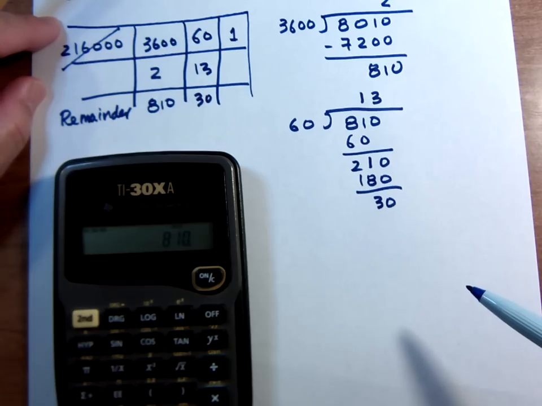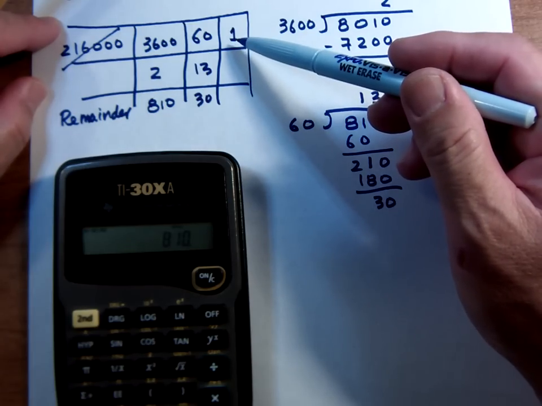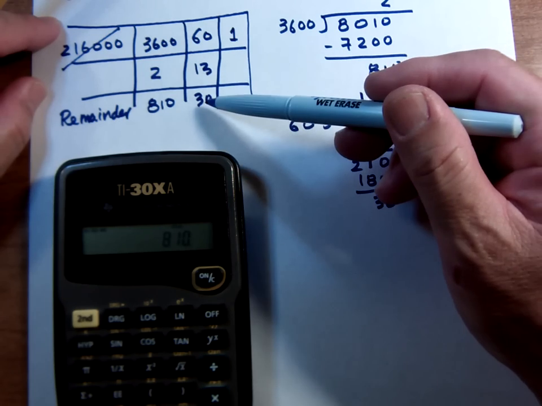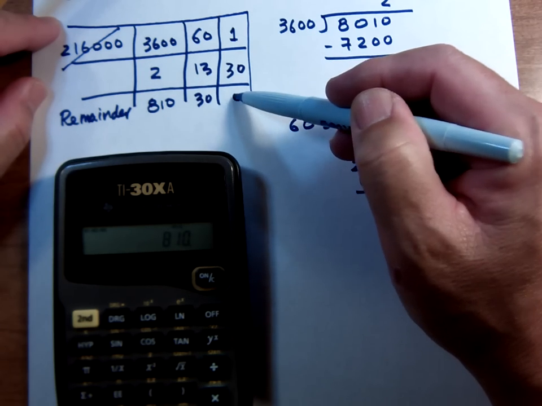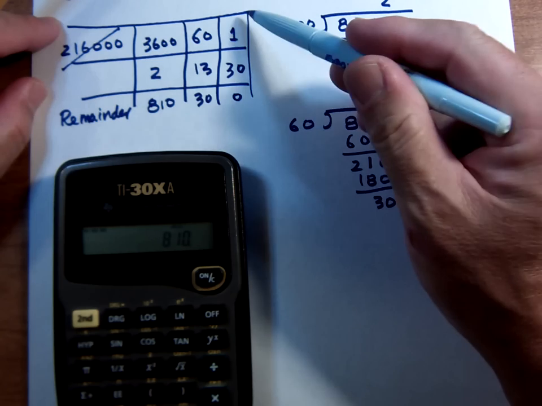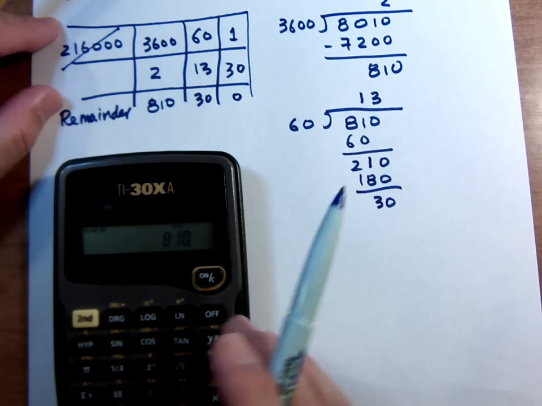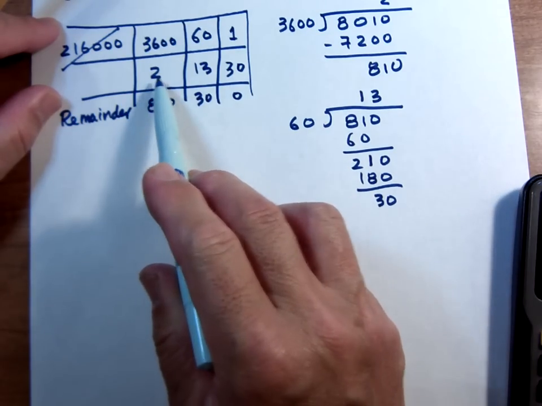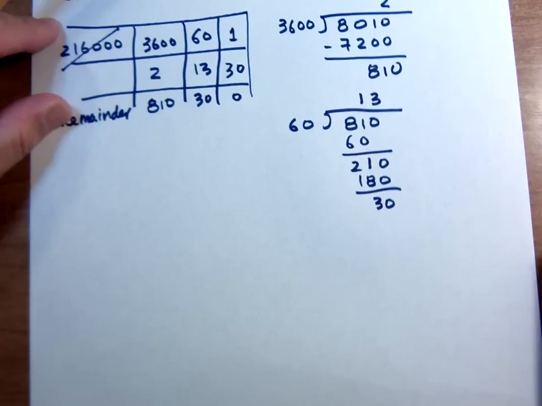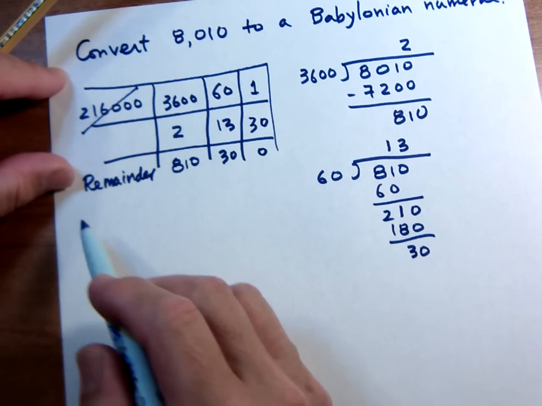Now we're almost done here. We do have one extra column to fill, but since this is just 1, the question of how many times 1 goes into 30 with what remainder is pretty obvious. It'll go in 30 times with 0 as our remainder. So you do need to fill in this chart. This actually is the main body of this problem. We're almost done. All we need to do is write 2, 13, and 30 using the Babylonian symbols.